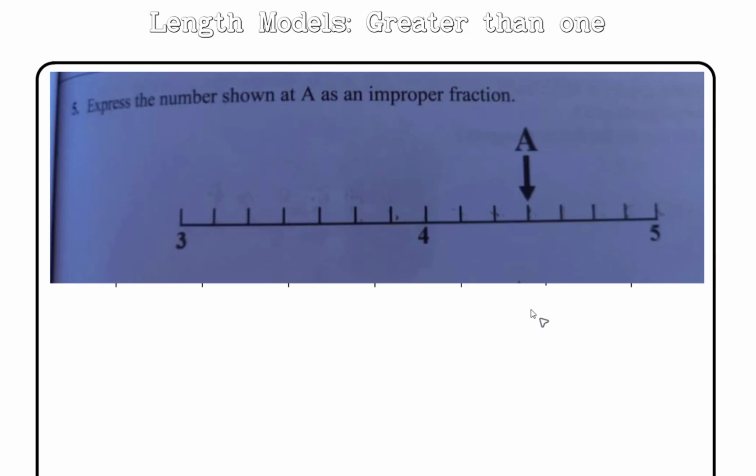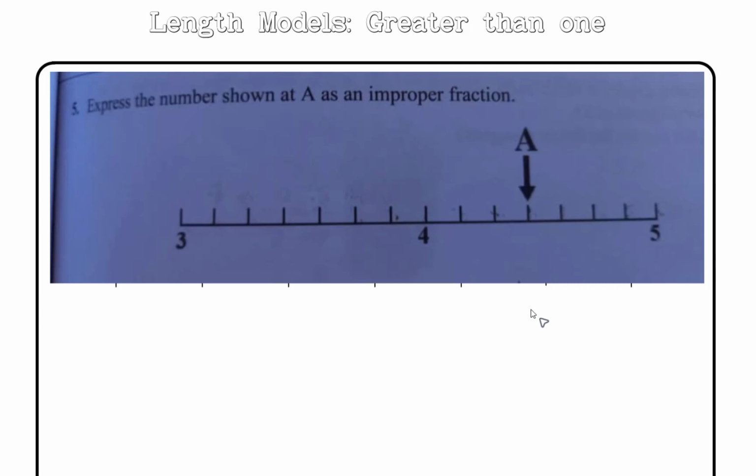Okay, last one. 4/3 and 1 1/3 are both improper fractions. True or false? That's true. 4/3 and 1 1/3 are both improper fractions because they are both greater than 1.